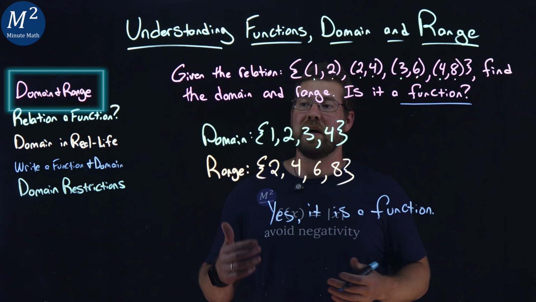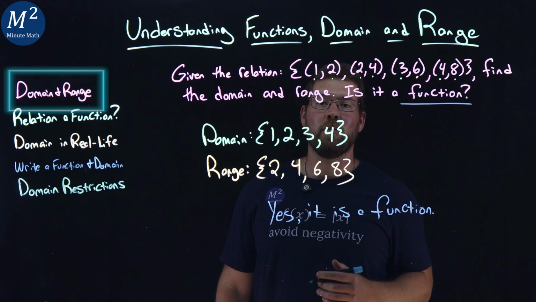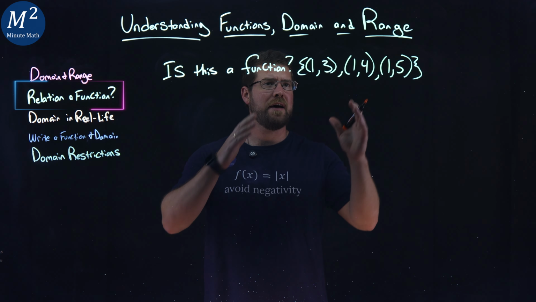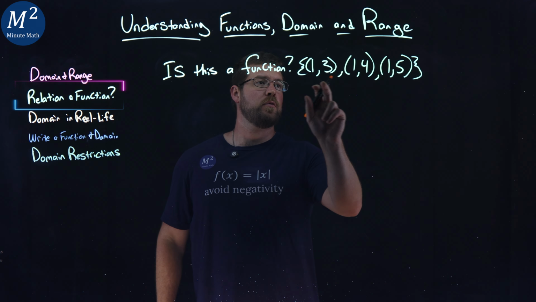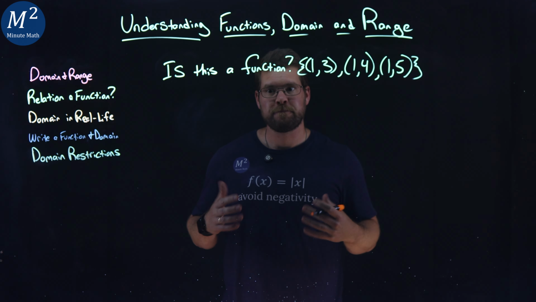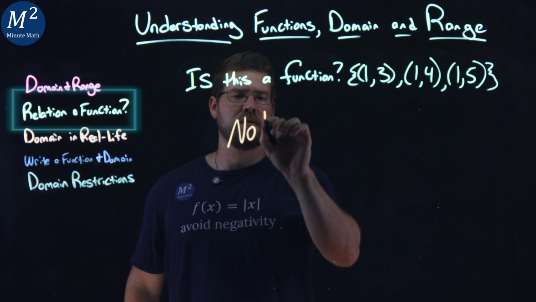And so now we learned about the domain and range of a relation here and determined if it was a function. Is this a function? We have this set of points here, (1, 3), (1, 4), and (1, 5). Is it a function? The answer is no, it is not a function.